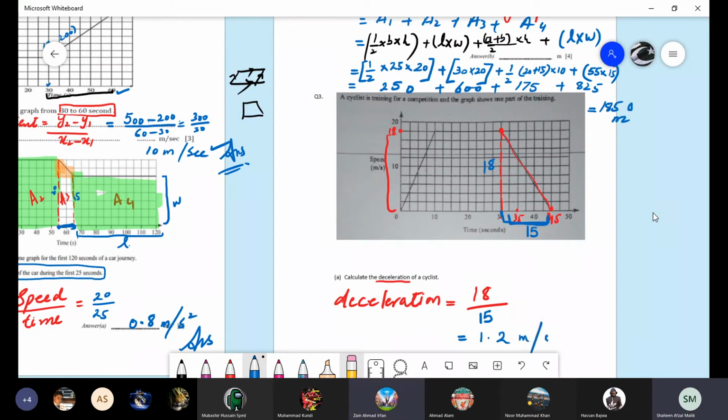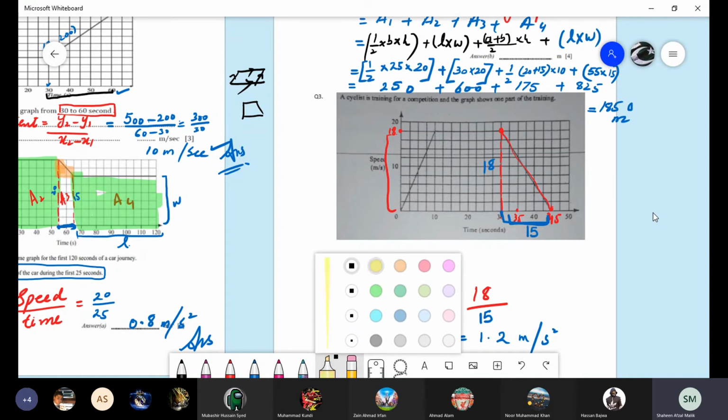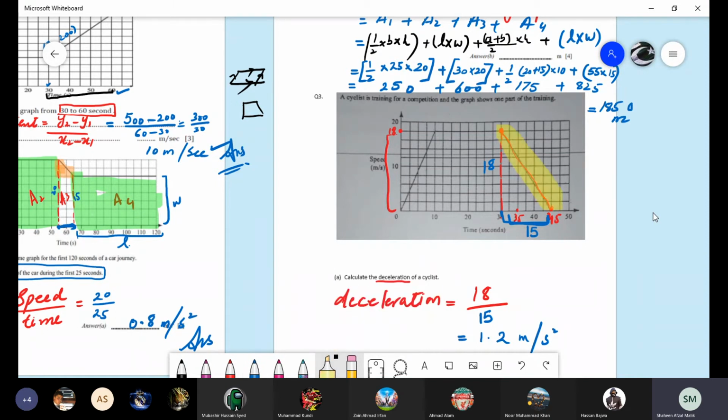1.2 meter per second square. 1.2 meters. Yes, ma'am. Again, I am repeating this question. Please listen very carefully. To find out the deceleration, we have to start the point from where the car speed is going to decrease. So this is the point from where the car speed is going to decrease.